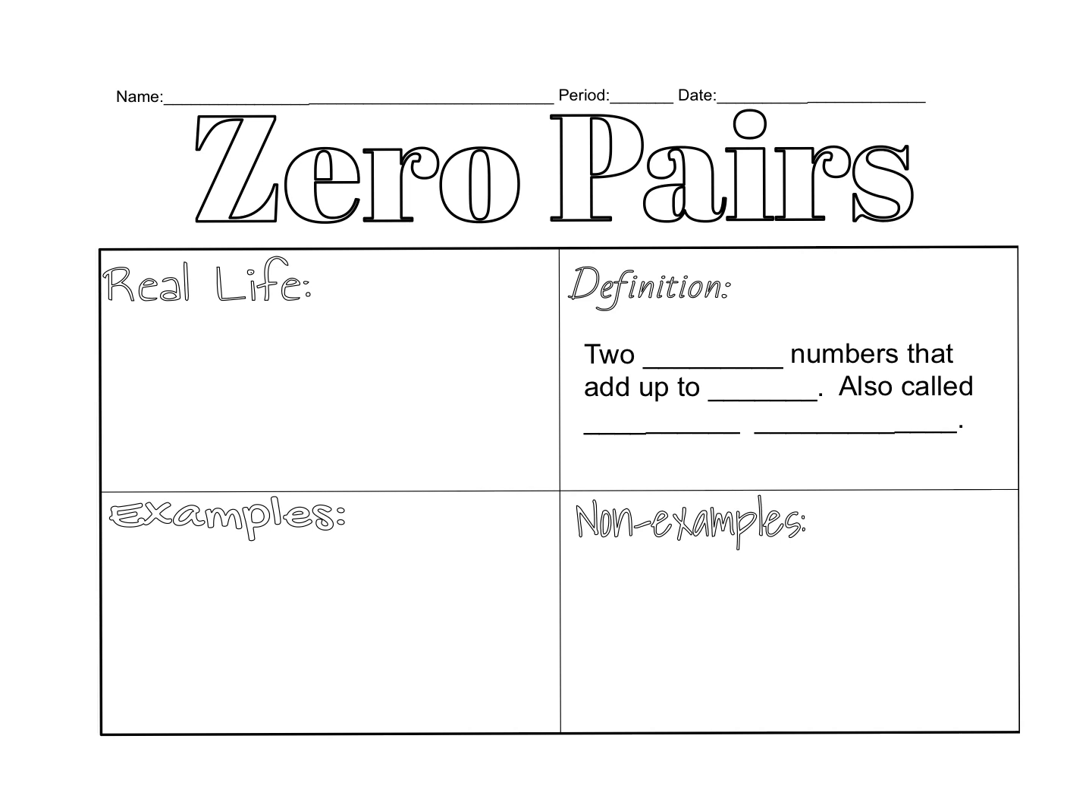All right, today we're going to take a look at zero pairs, what they are and what they mean, and how we use them in real life. We're going to start with our definition. So a zero pair by definition is two opposite numbers that add up to zero, hence the name zero pair. Sometimes they're also called additive inverses.